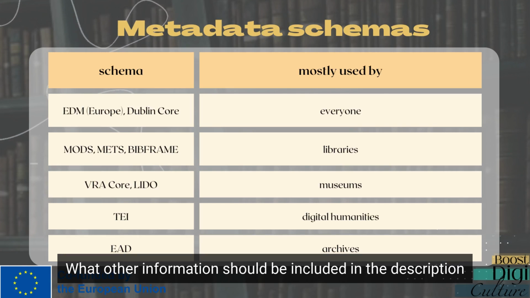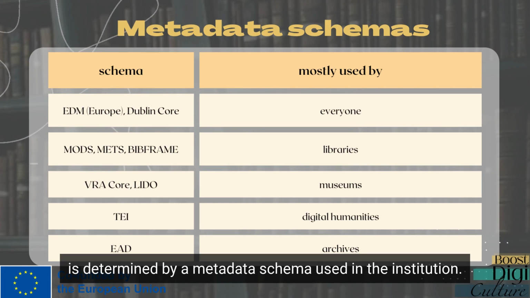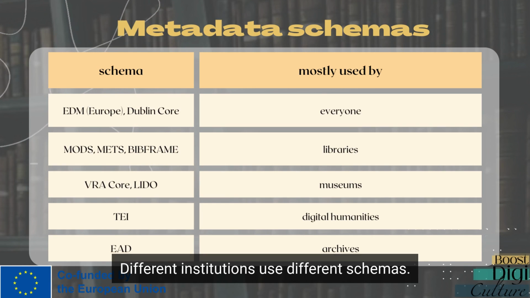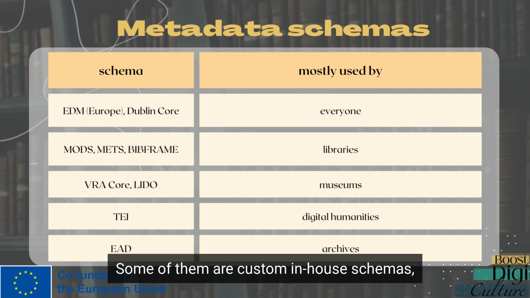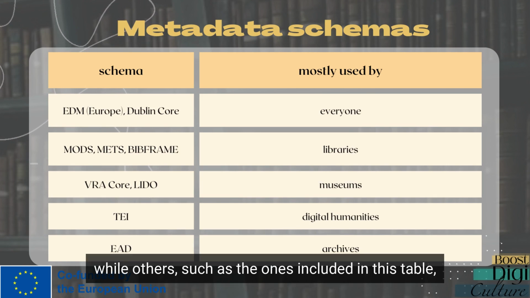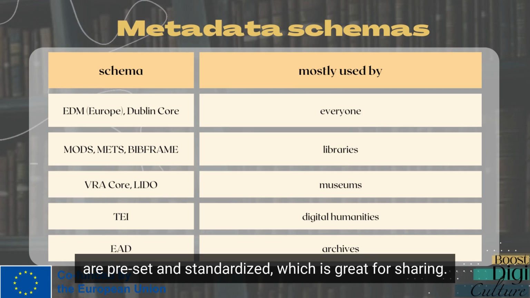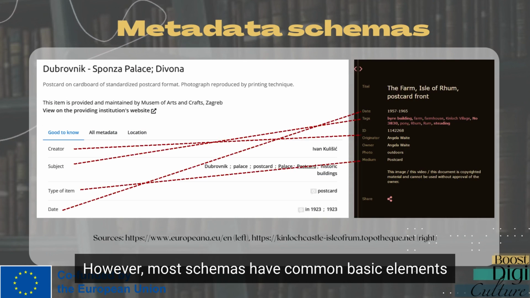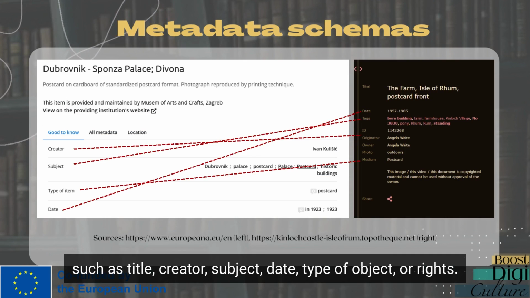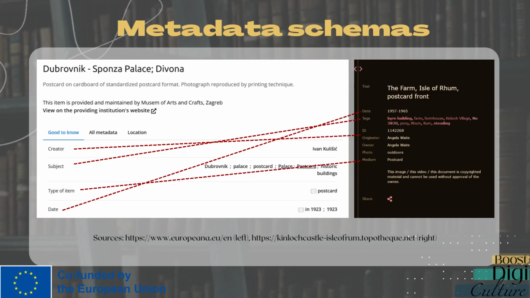What other information should be included in the description is determined by a metadata schema used in the institution. Different institutions use different schemas. Some of them are custom in-house schemas, while others, such as the ones included in this table, are preset and standardized, which is great for sharing. However, most schemas have common basic elements such as title, creator, subject, date, type of object, or rights.